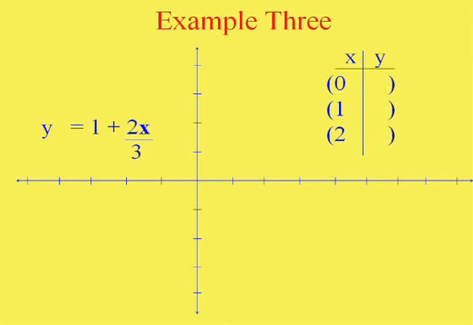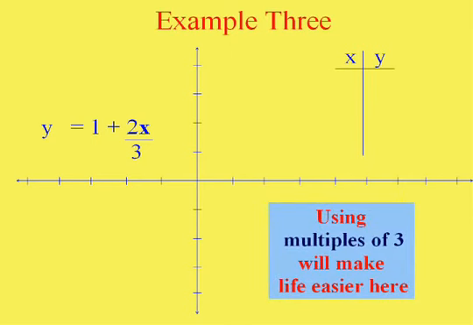No, instead of putting 0, 1, and 2, let's put in... Pay attention, son. This is for your own good. And this is going to make life easier. Put in multiples of the denominator, which is, in this case, 3. So we're going to put in multiples of 3, and it's going to come out much nicer.